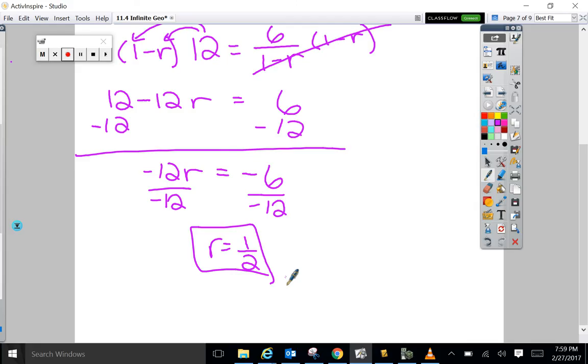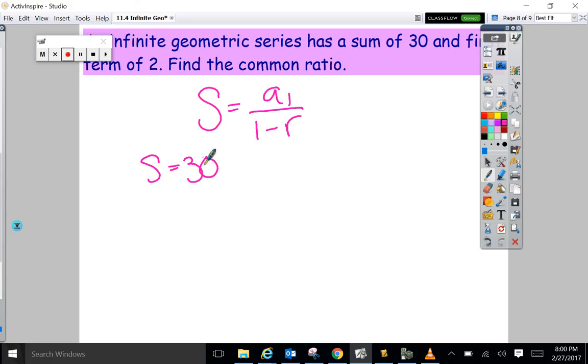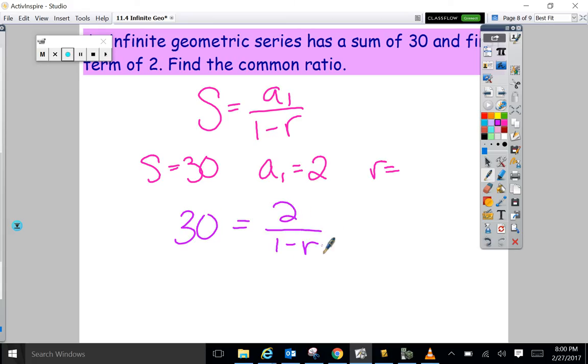Alright, we're going to do another one like that. So, we're using the same formula, the sum equals A sub 1 over 1 minus R. The sum I'm giving you is 30. The first term, A sub 1, is equal to 2. Find the common ratio. So let's plug in what we know and solve from there. So we know S equals 30 and A sub 1 equals 2. So we start with that formula. Then we need to find R.